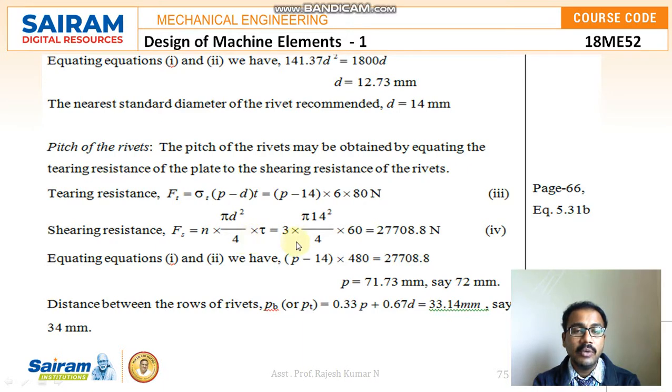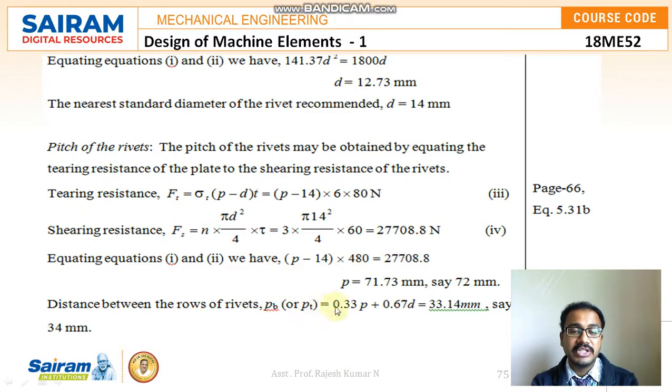So it is 3 into pi into 14 square divided by 4 into 60. So I'll be getting 27,708.8 Newton. Since the pitch of the rivet can be obtained by equating the tearing resistance of the plate to the shearing resistance, I'll be equating these two, that is P minus 14 into 480, which is equal to 27,708.8.